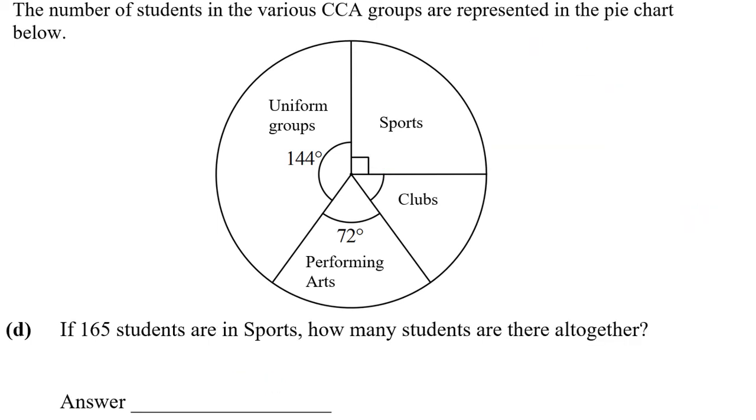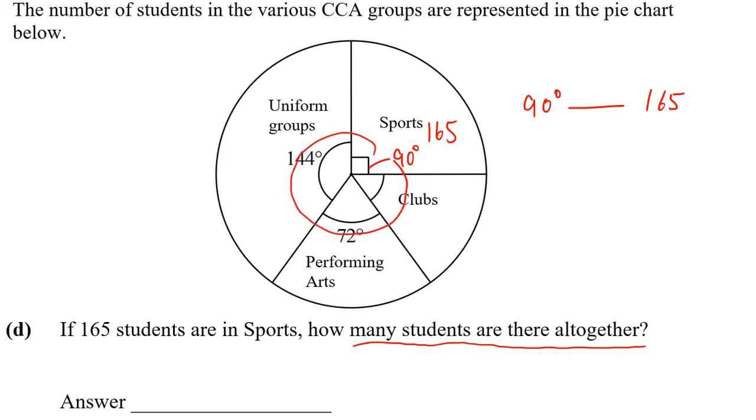Finally, we are asked to find the number of students in total. So once again, we have 165 students represented by 90 degrees. And we know that in total, we have how many degrees in a circle? So the total angle will be 360 degrees. So how many students will be 360 degrees?